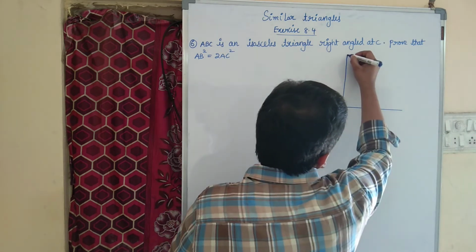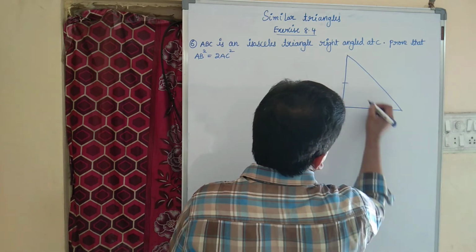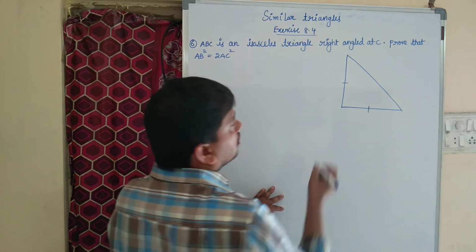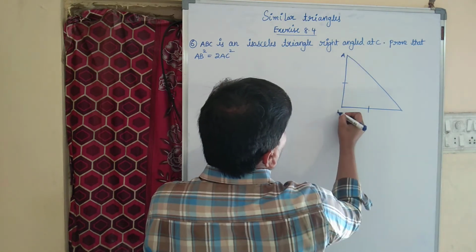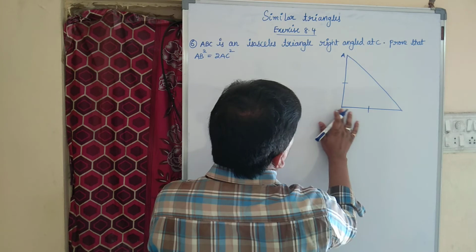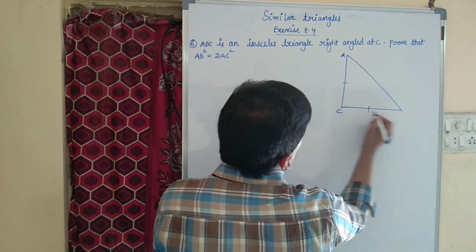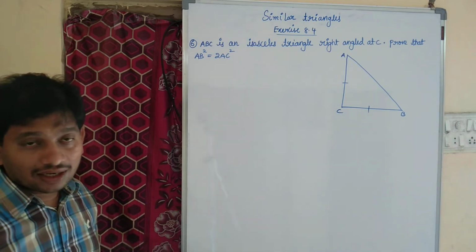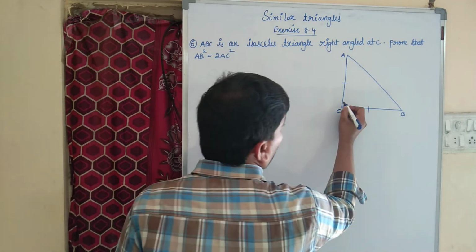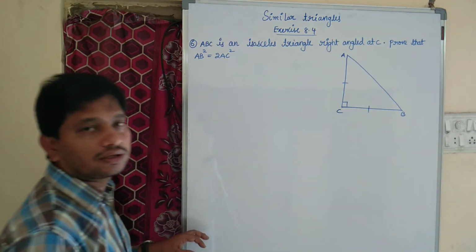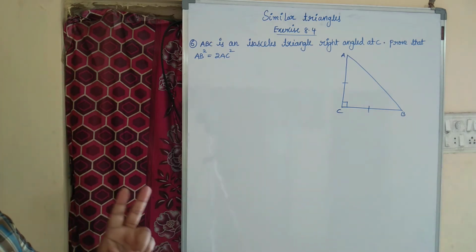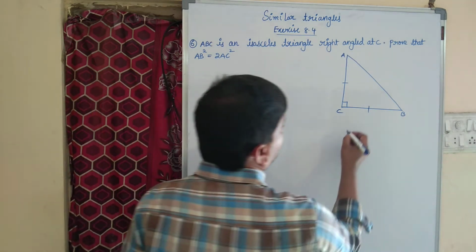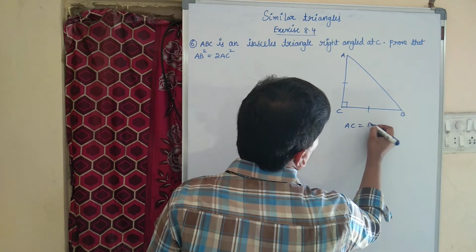A triangle in which two sides are equal. Right angle is at C. ABC is a right angle triangle. Right angle is at C. Also it is an isosceles triangle. Isosceles triangle means a triangle in which two sides are equal. Here side AC is equal to BC.